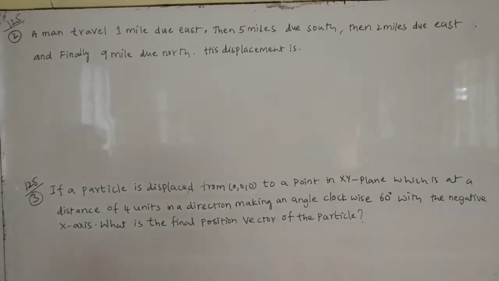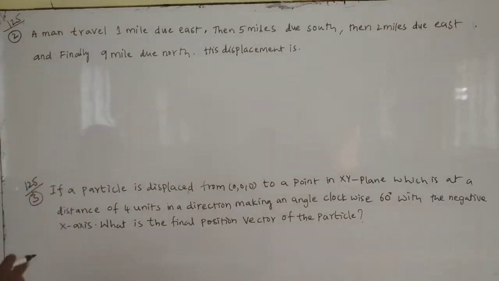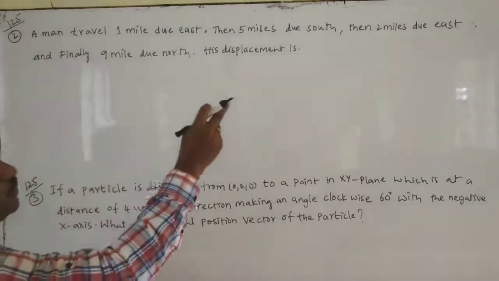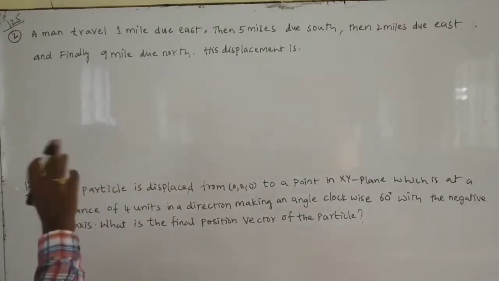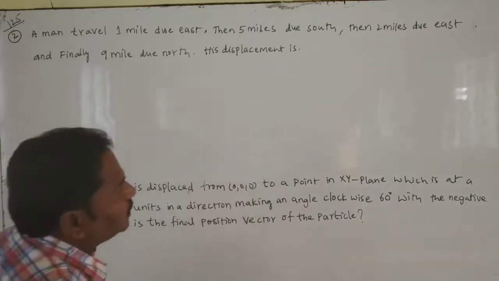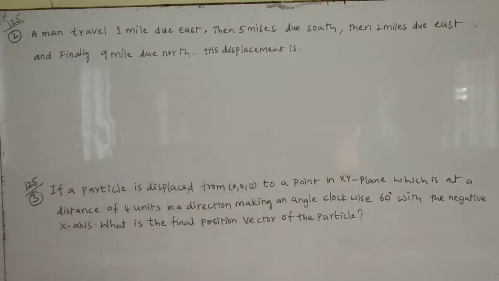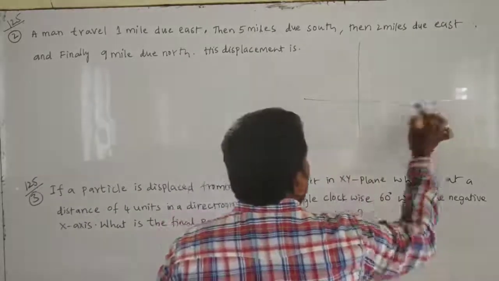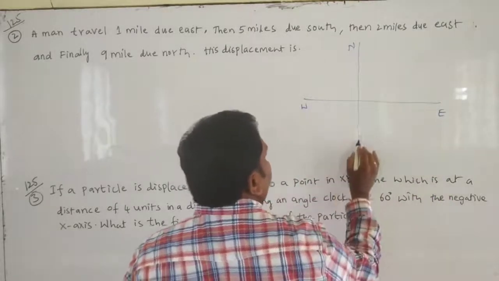Right. So second problem: a man travels 1 mile due east, then 5 miles due south, then 2 miles due east, and finally 9 miles due north. What is his displacement? So first we have to draw a diagram. So this is east, west, north, south.